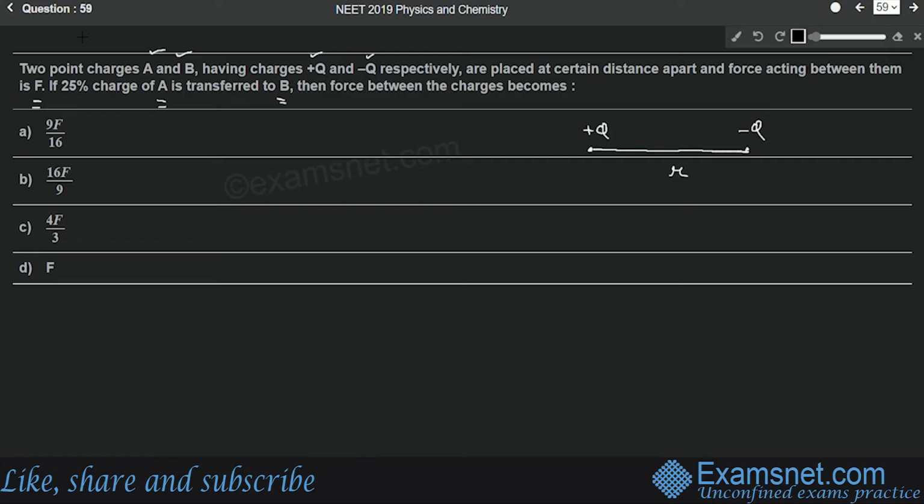Okay, so we know that according to Coulomb's law, force is given as K into Q1 Q2 by R square, where R is the distance between the two charges. So here Q1 and Q2 both are the same, so it can be written as K into Q square by R square, right? So this is one important thing that we have to keep in mind.